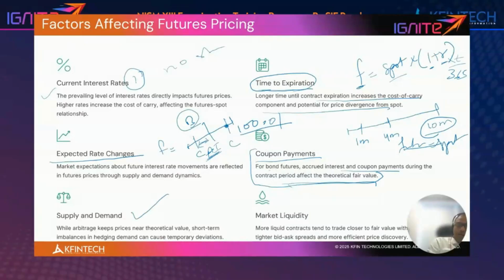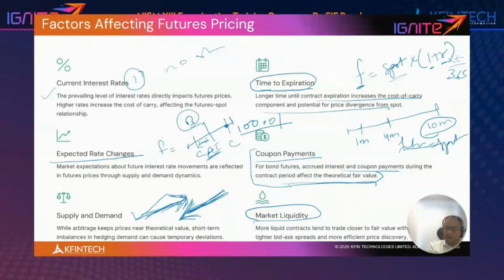Supply and demand is self-explanatory. If the supply of bonds is more, the prices will go down. If the demand for bonds is more, the prices will go up. It's a simple supply-demand concept. Then market liquidity, again very similar to supply and demand.